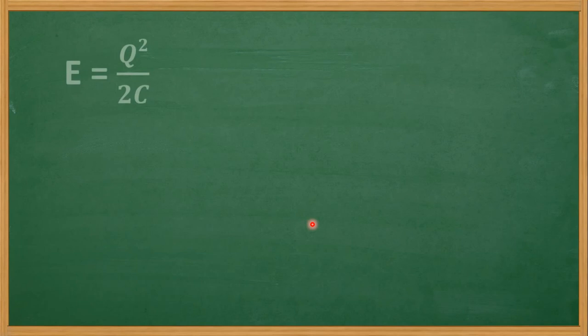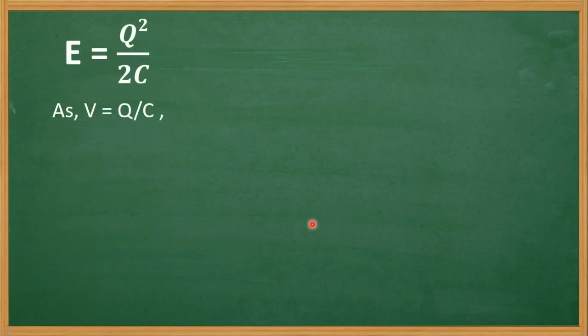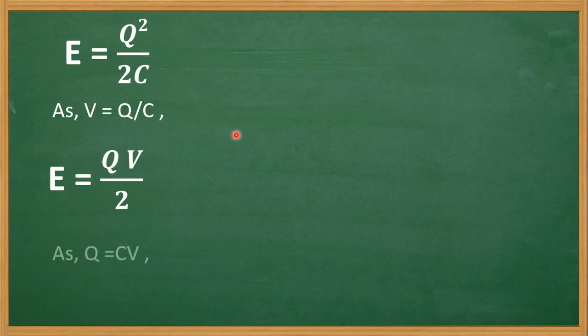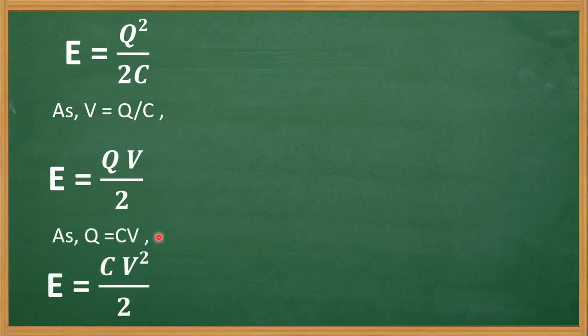We know that V is equal to Q upon C. This is our standard formula. E is equal to QV upon 2. If we put the value of V is equal to Q upon C, then our equation will turn as E is equal to QV upon 2. But we also know that Q is equal to CV. So our equation once again will be E is equal to CV square upon 2.